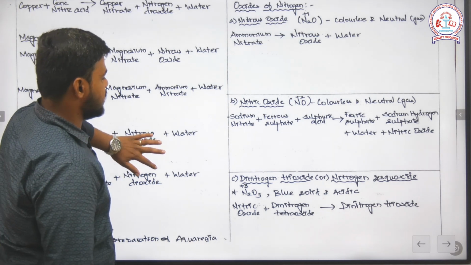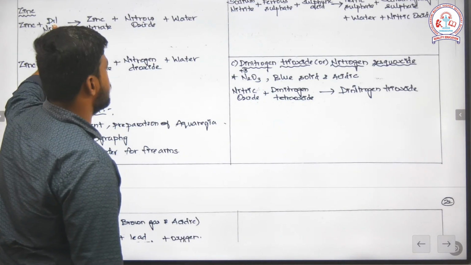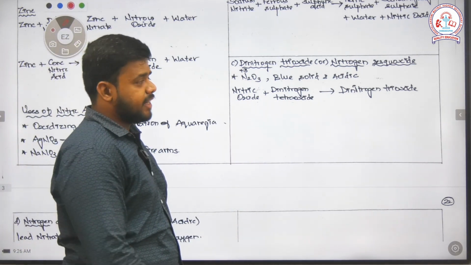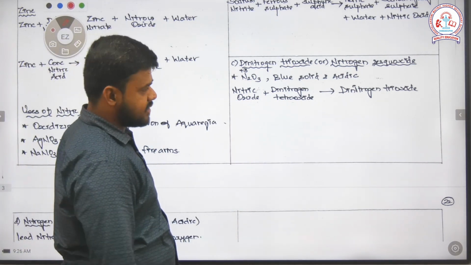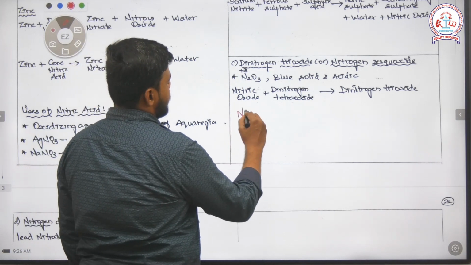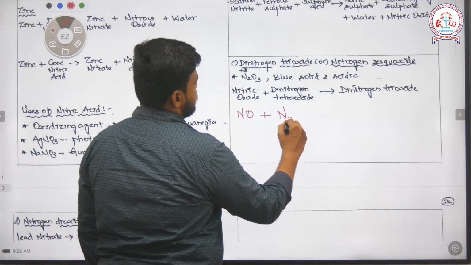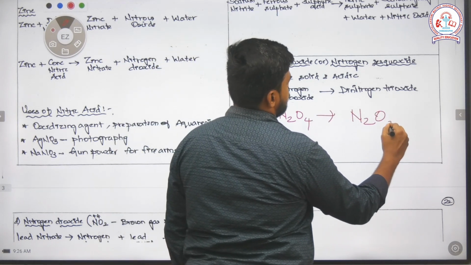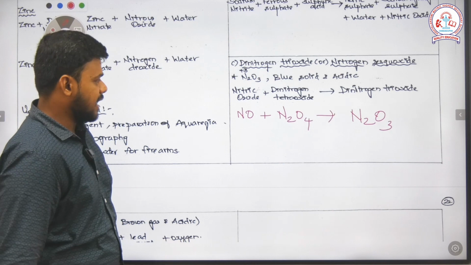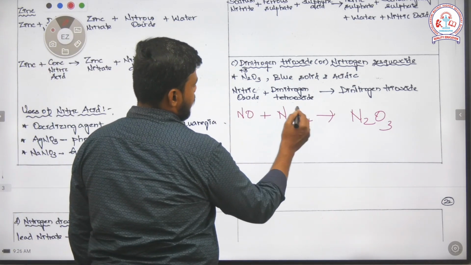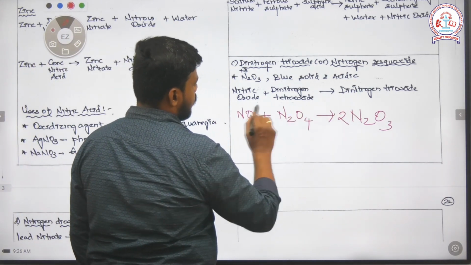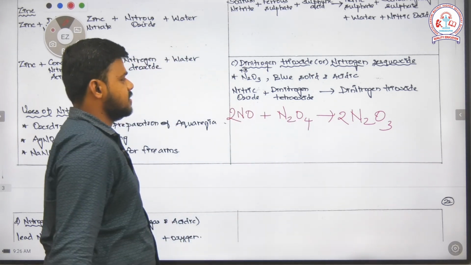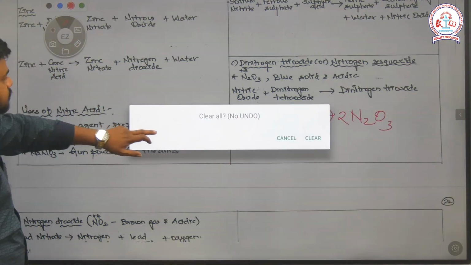The next one is the dinitrogen trioxide, which is called sesquioxide, otherwise we can say N2O3. The oxidation state of nitrogen over there is +3. It's a blue solid and acidic. So nitric oxide reacts with dinitrogen tetroxide N2O4 to form N2O3, dinitrogen trioxide. So to balance, if I make it as 2 here, it becomes 4. So I need to make it as 2 here. So oxygen becomes 6, here also it is 6. So balanced.